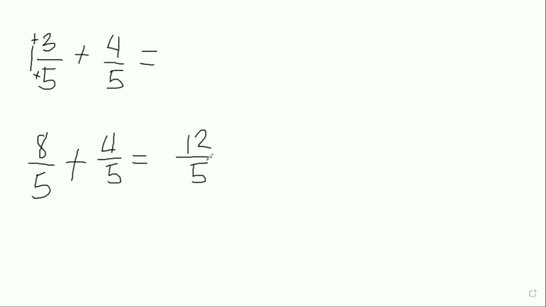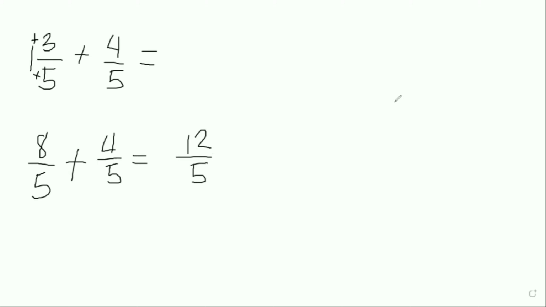Pag sinabing improper fraction, mas mataas yung numerator sa denominator. Yung mixed number pala kanina, ibig sabihin ng mixed number, meron siyang whole number and then may kasama siyang proper fraction. Yung proper fraction, mababa yung numerator sa denominator. So going back to simplification of our answer, 12/5 is an improper fraction. To be able to simplify an improper fraction, i-convert natin yan into a mixed number. So, paano mag-convert ng fraction into mixed number?